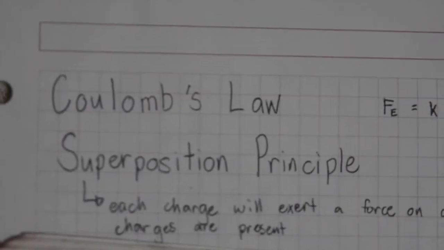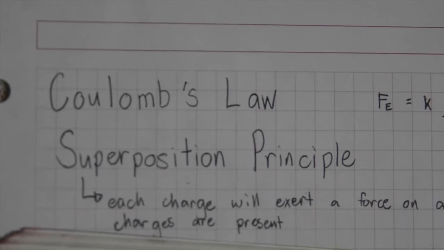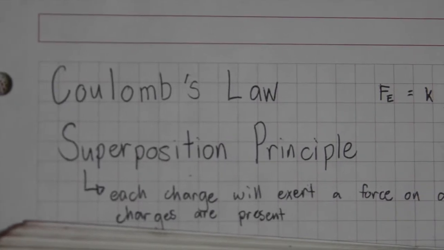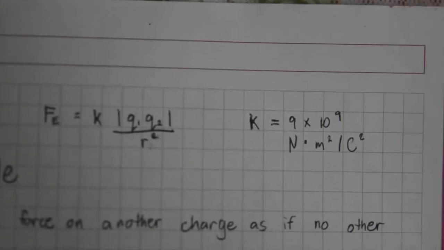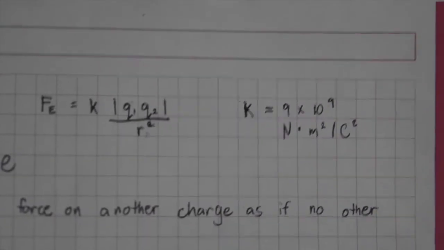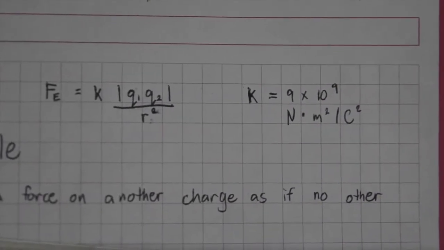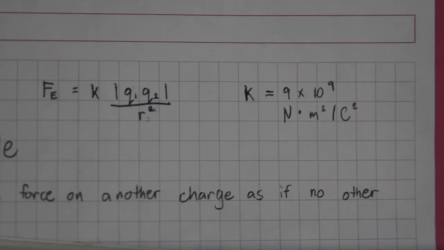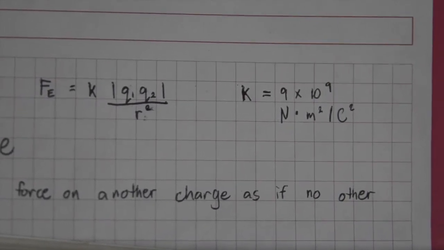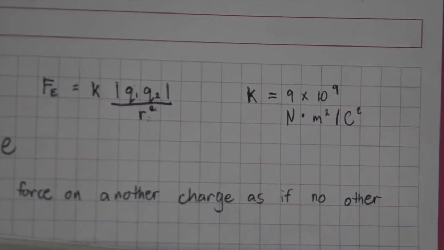Hi, so today we'll be solving some problems involving Coulomb's law and the superposition principle. As a review, Coulomb's law states that Fe equals K times the absolute value of Q1 times Q2 all over R squared, wherein K has a value of 9 times 10 to the ninth, and that is a constant.